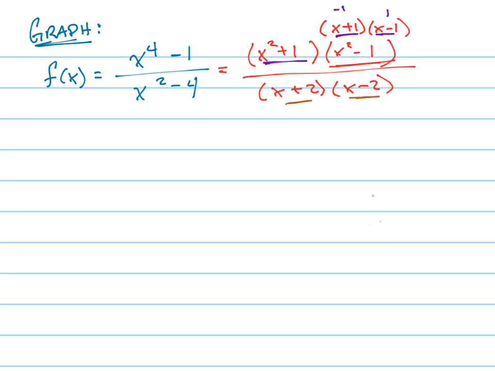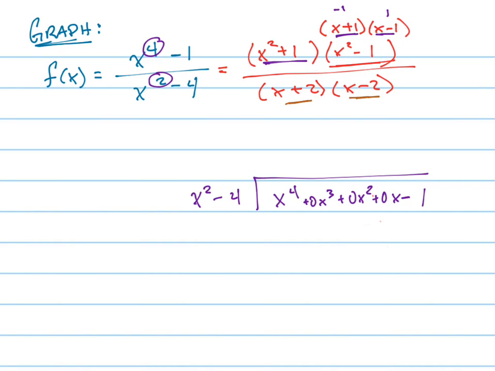Those are my zeros. Now we know there's going to be a slant asymptote because the degree of the numerator is more than the degree of the denominator. So to find that slant asymptote, we do long division. So x squared minus 4 is on the outside, and x to the 4th minus 1 is on the inside. Notice I'm leaving plus 0x cubed plus 0x squared plus 0x. I'm leaving space because I might need it. So let's do our long division trick here.